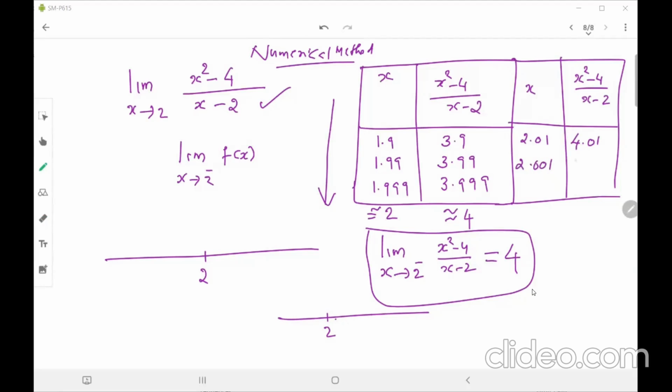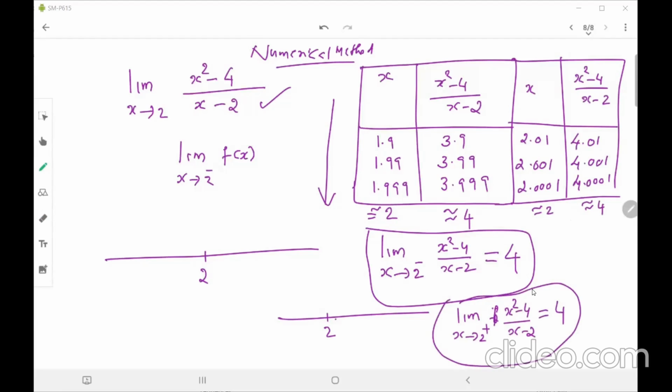2.001, it will be 4.001. 2.0001, it will be 4.0001. So here also, the x value is approximately equal to 2 and the function value is approximately equal to 4. So I can write from here, limit x tends to 2 plus of f of x, that is x square minus 4 by x minus 2, that value is also equal to 4. Since the left limit is equal to 4 and the right limit is also 4, left and right both are equal.